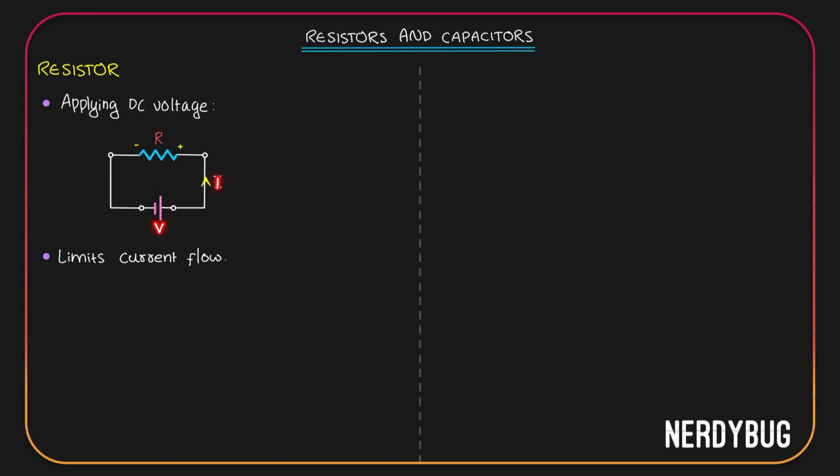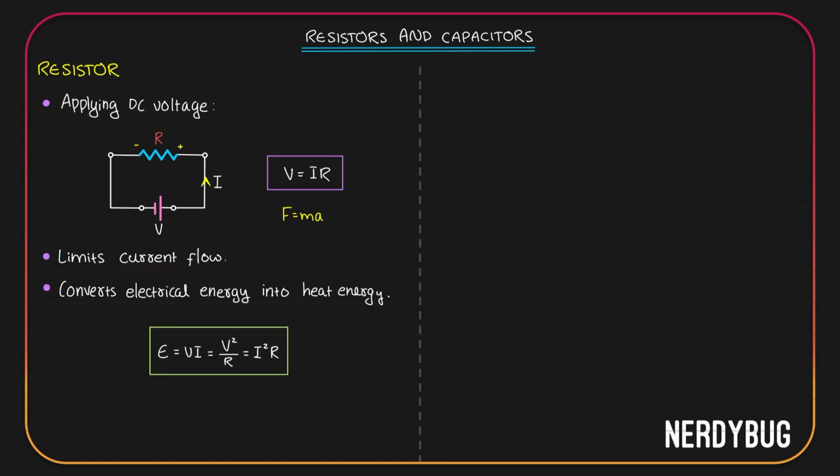Here the applied voltage V, current I and the resistance R are related by the equation V equals IR. We can actually compare it with Newton's second law, F equals ma. When a force is exerted on a body, it tries to have an acceleration and the mass tries to oppose it. When a voltage is applied, current has the tendency to flow, but resistance will try to stop it. So resistance limits the current flow in a circuit. Another thing it does is, it converts electrical energy into heat energy. The energy dissipated is given by the expression VI or V squared by R or I squared R.